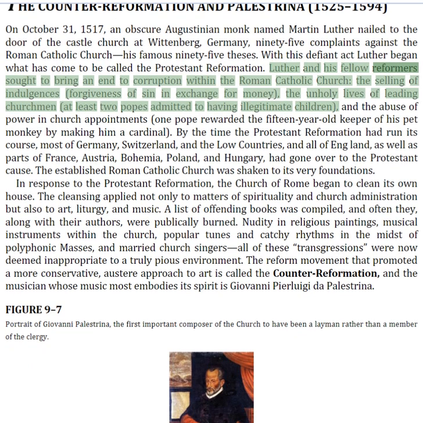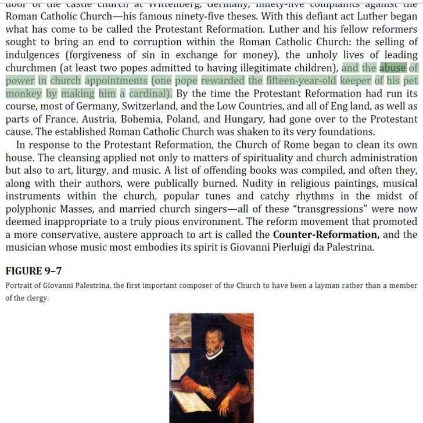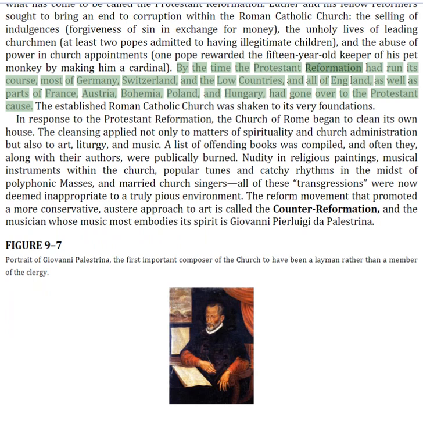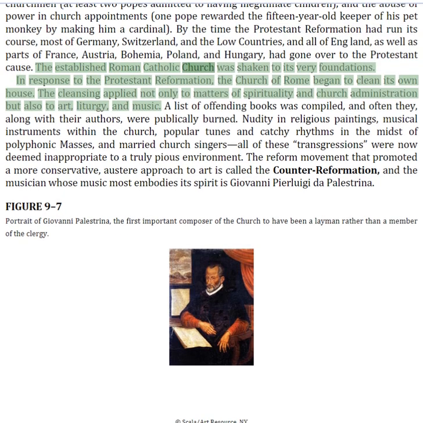Luther and his fellow reformers sought to bring an end to corruption within the Roman Catholic Church, the selling of indulgences, the unholy lives of leading churchmen, and the abuse of power in church appointments. By the time the Protestant Reformation had run its course, most of Germany, Switzerland, and the Low Countries, and all of England, as well as parts of France, Austria, Bohemia, Poland, and Hungary, had gone over to the Protestant cause. The established Roman Catholic Church was shaken to its very foundations.